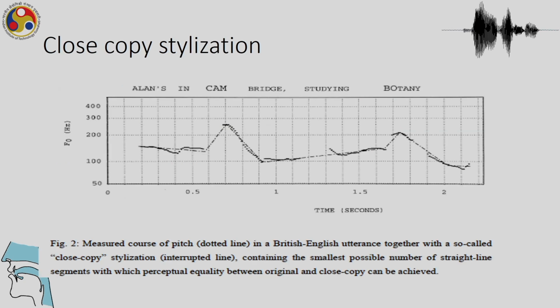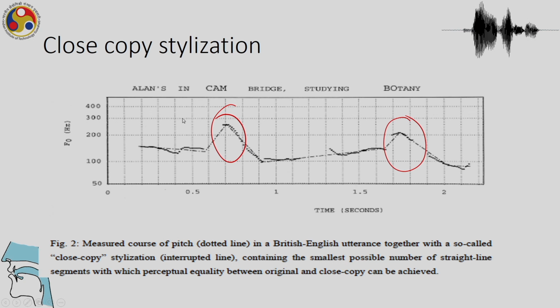So this is what we were talking about a while ago. This is the close copy stylization, unlike what you had seen before with the consonantal perturbations. As you can see, this utterance has the smallest number of pitch rises and falls. You can basically just see two here. And what are those two? Those are the parts which are emphasized by the speaker.